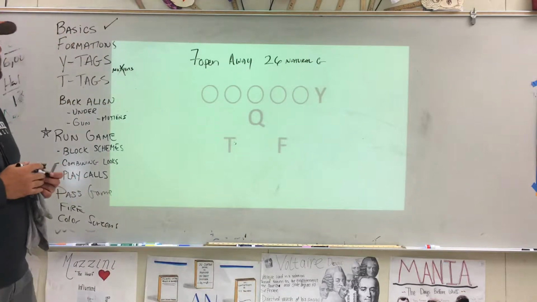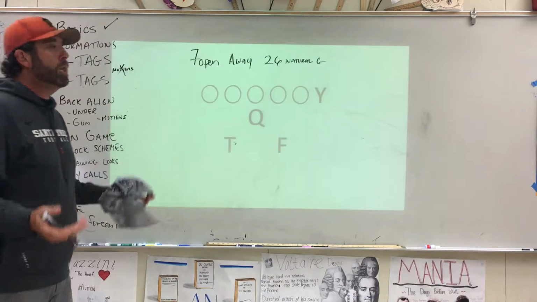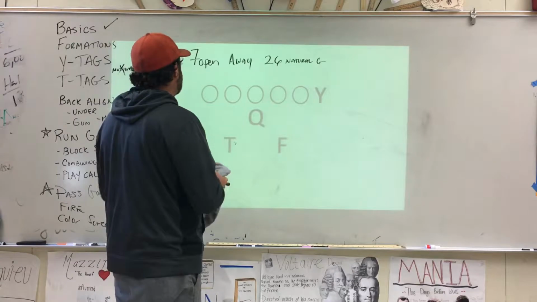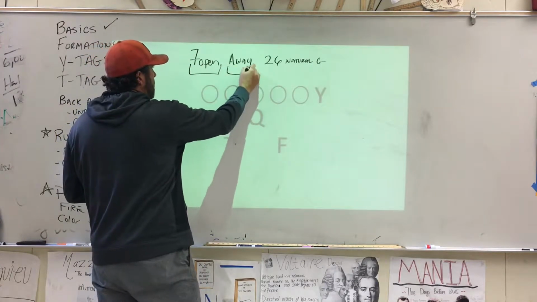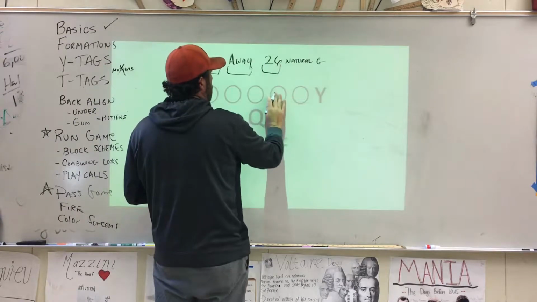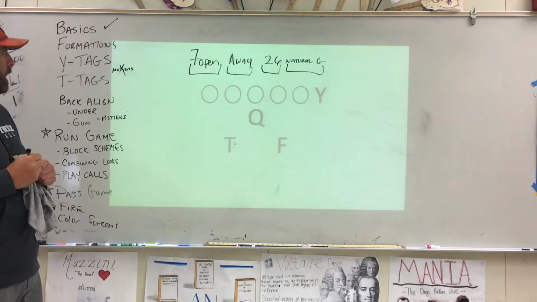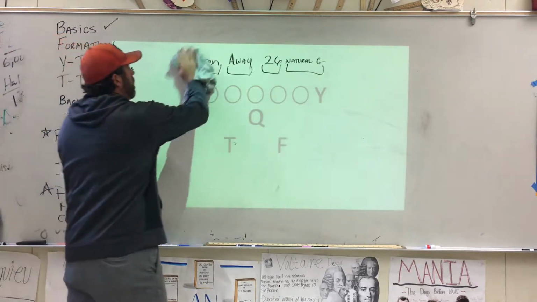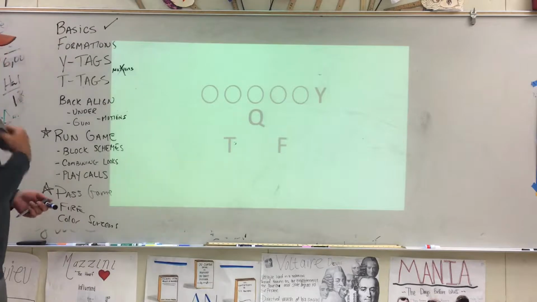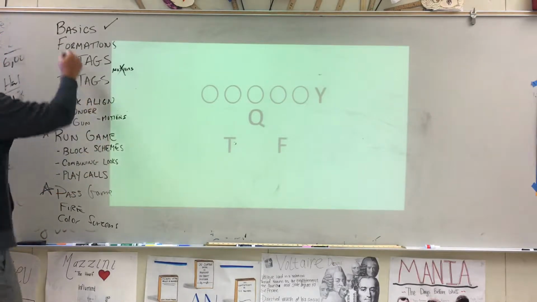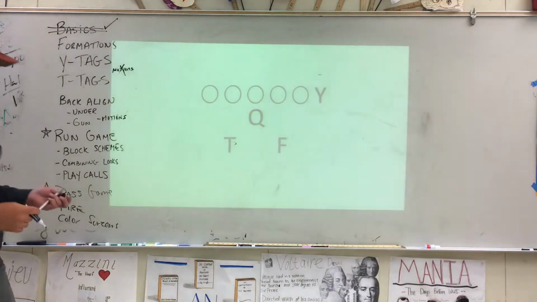7 open away, 26 natural G. 7 open array, 15 natural G. 7 open, blast. Whatever it is. So, again, formation, backfield alignment, who's going where, how are we blocking it, right? So that's what it looks like. And it'll get a little bit more wordy, but we try to keep all the words associated with something. All right, basics, done. All right, formations.